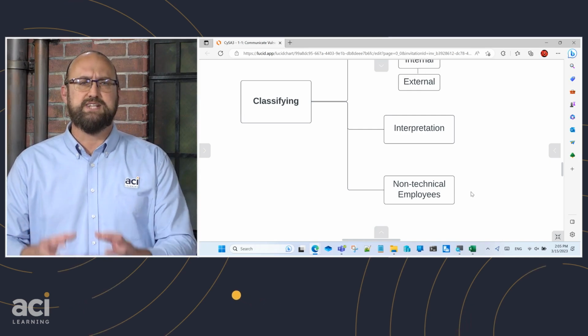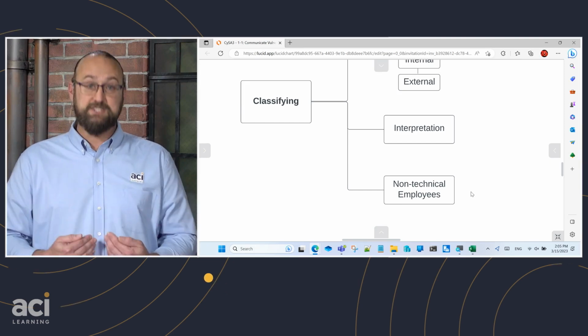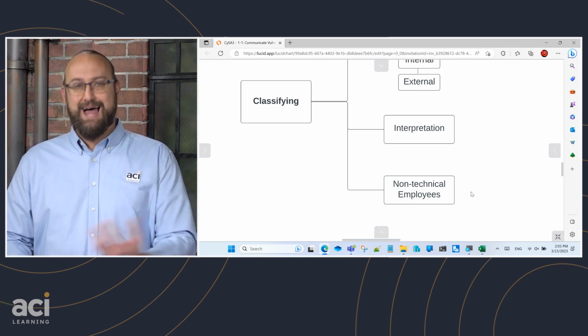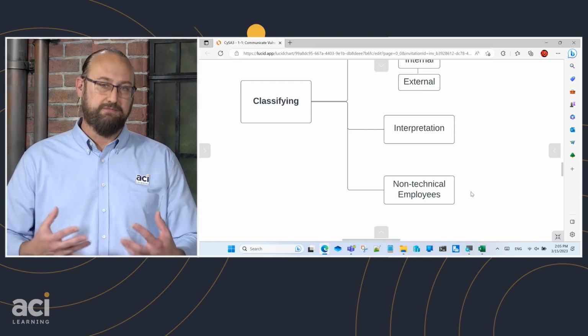What they want to know at the end of the day is, how does this affect me? I'm a stakeholder. What role do I play in this? And how can I assist in helping the security of the organization?